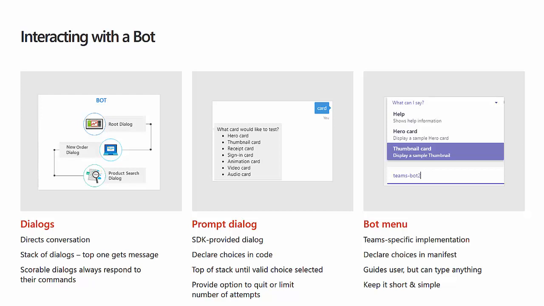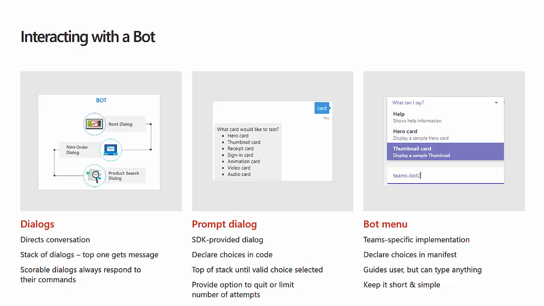There is a built-in dialogue called a prompt dialogue, and we can, in our code, declare the possible choices and invoke the prompt dialogue. And the prompt dialogue retains the focus, or the top of the stack, until a valid value is selected. Now, that could be rather frustrating if I continually enter the wrong value and the bot says, nope, try again, try again, try again. So you certainly want to have the option to quit the dialogue or just limit the number of attempts. But that will also let users guide them to pick which one they really wish to invoke.